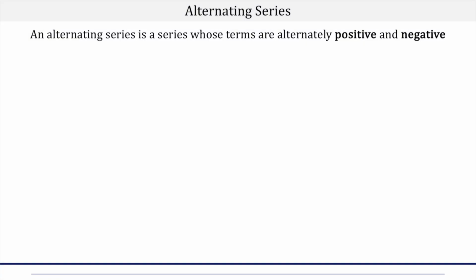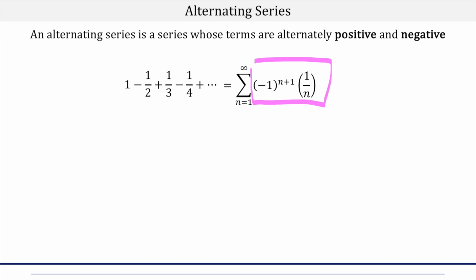An alternating series is a series whose terms are alternately positive and negative, like this one. If I were to show you the nth term, it would be the harmonic series, but this front part is a negative one going back and forth from negative to positive, depending on what n we're on. I could also write it like this.